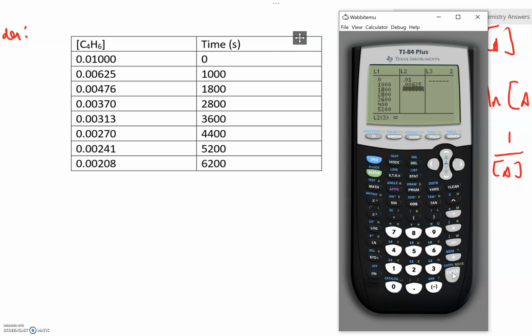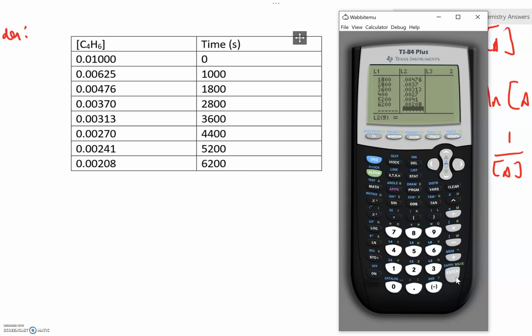0.00625. This is 0.00476. I know this calculator is a lot slower than yours. I'm doing it with my mouse and it takes a while. 0.00370. 0.00313. 0.0027. There's really no need to enter the final zero. You'll see what I'm talking about. The calculator cuts it out. 0.00241. And finally 0.00208.